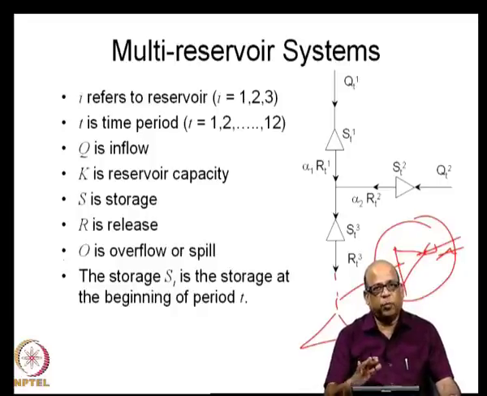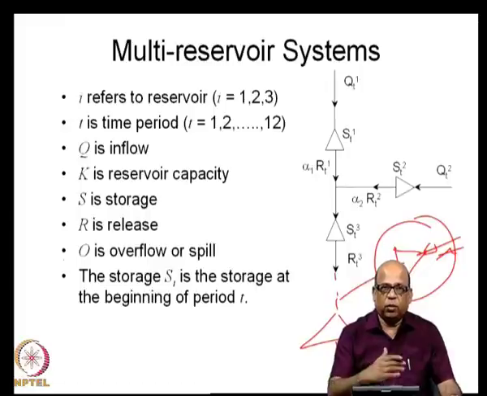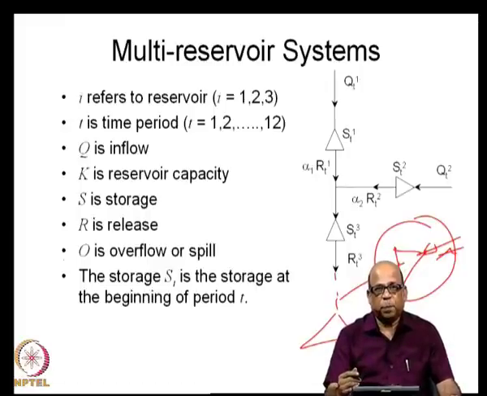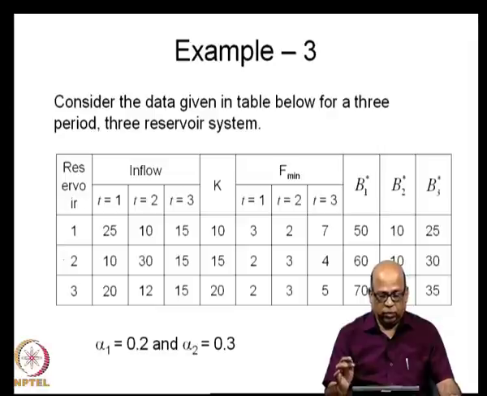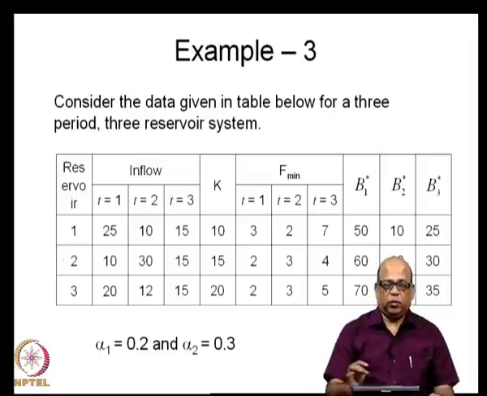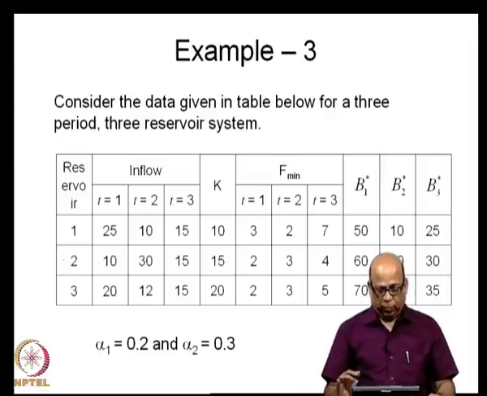So, the structure of the model remains the same irrespective of whether you have 3 reservoirs, 4 reservoirs, n number of reservoirs. We will just take a simple example with 3 reservoir systems, so that you understand the problem correctly.